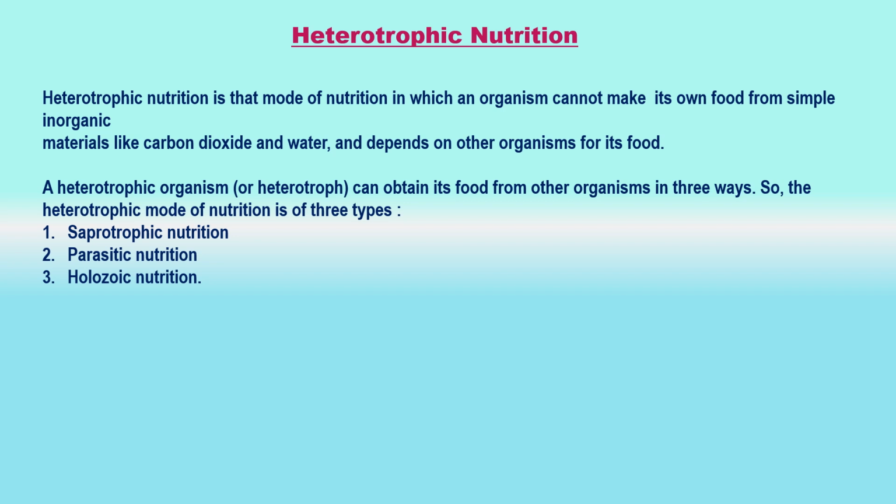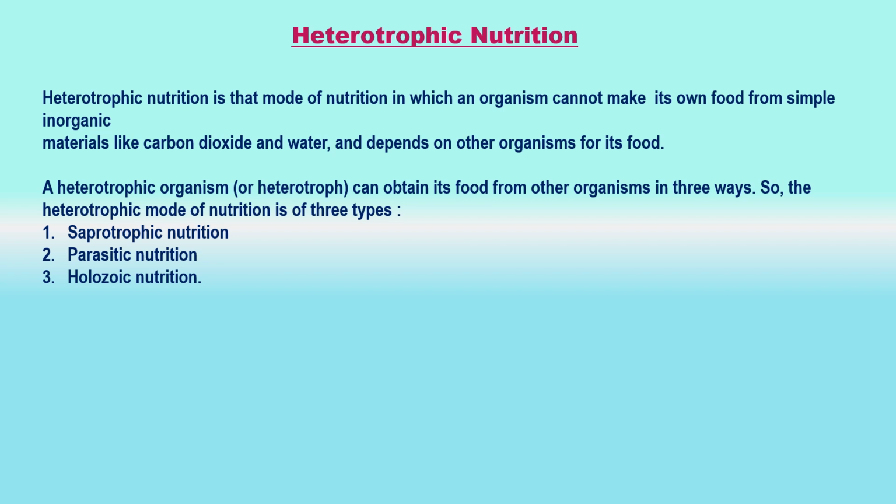All the animals have a heterotrophic mode of nutrition. Most bacteria and fungi also have heterotrophic mode of nutrition. The organisms having heterotrophic mode of nutrition are called heterotrophic organisms or just heterotrophs. A heterotrophic organism, or heterotroph, can obtain its food from other organisms in three ways. So, the heterotrophic mode of nutrition is of three types: 1. Saprotrophic nutrition, 2. Parasitic nutrition, and 3. Holozoic nutrition.